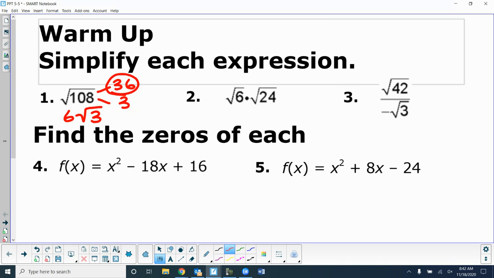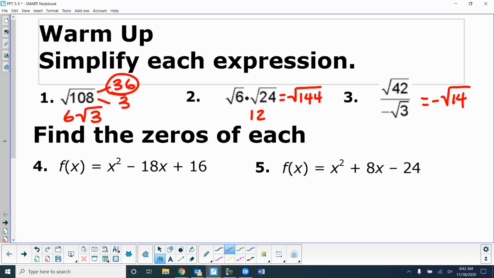All right. 6 times 24, what's that equal? 12. 6 times 24 is 12? Oh, you mean it's square root of 144? Is that what that comes out to? All right, which is 12, yes. What about the fraction one? What's 3 in the 42? How many times? 14? So it's just negative the square root of 14? 14 does, this 2 times 7, you can't pull anything out of it.